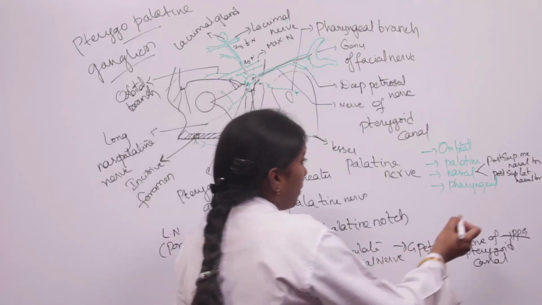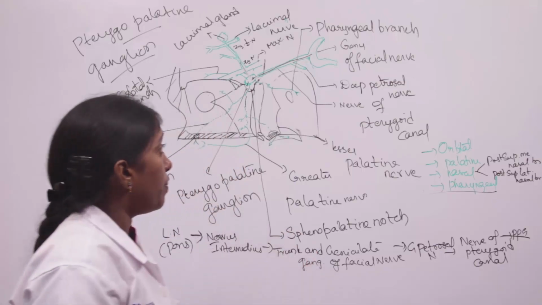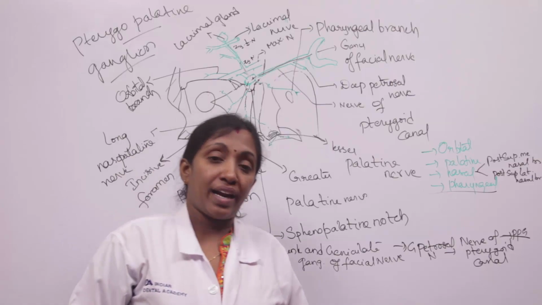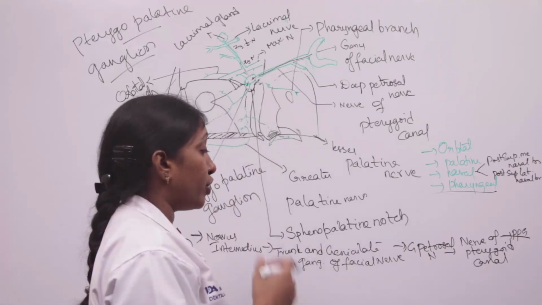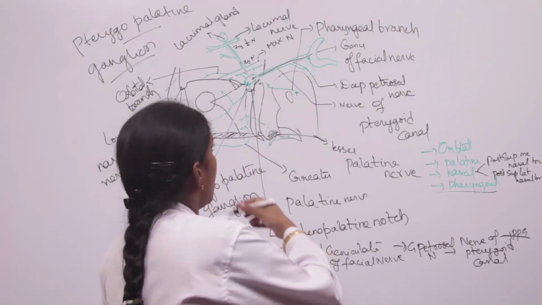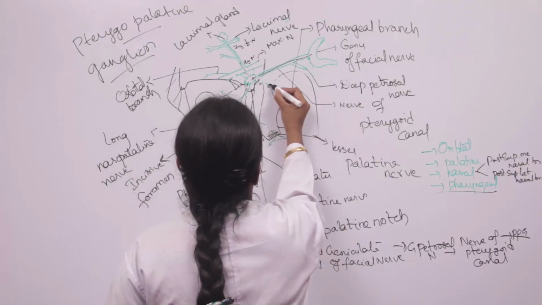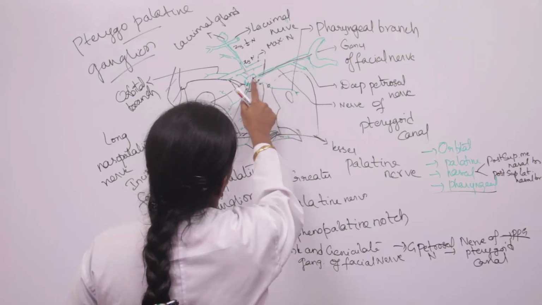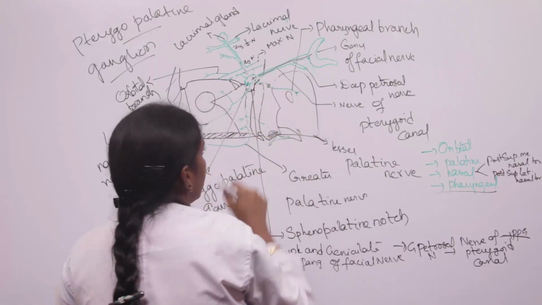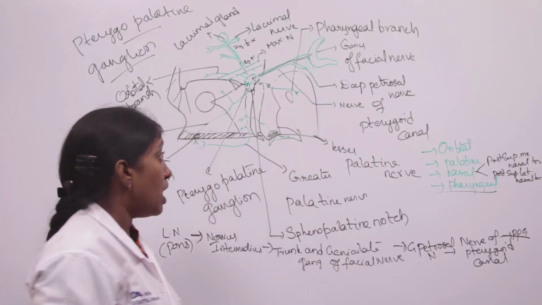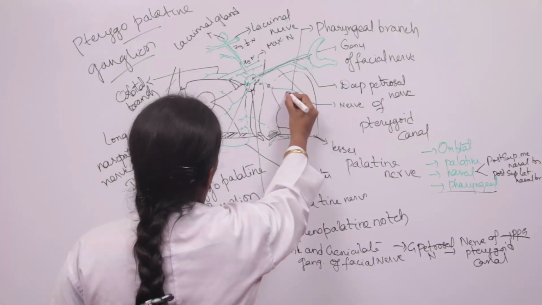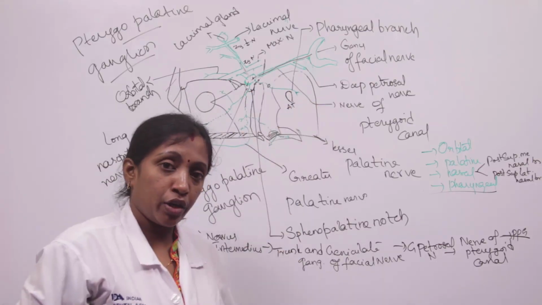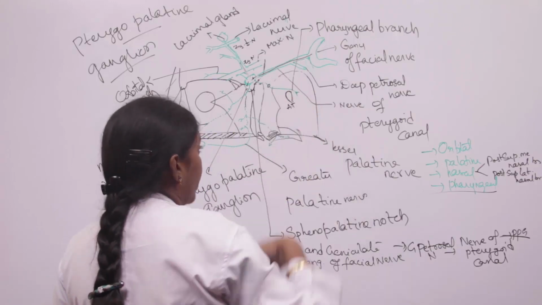Okay. And coming to the pharyngeal branch, it passes through the palatovaginal canal. We know that in the posterior wall of the pterygopalatine fossa, there are 3 openings present. Out of these, one opening is the palatovaginal canal. The pharyngeal branch passes through the palatovaginal canal and supplies the mucous membrane of the nasopharynx behind the opening of the auditory tube. This is the auditory tube opening.